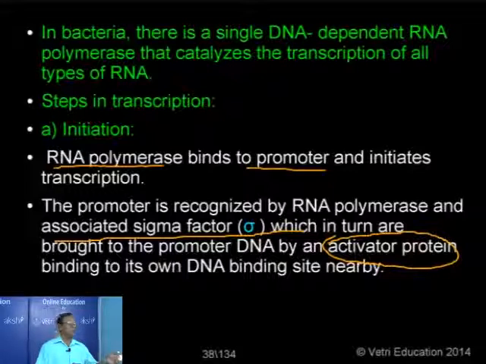So the RNA polymerase and the sigma factor normally recognize the promoter. Recognizing the promoter means finding the place where the promoter is located, and that is because of the activator protein. First the activator protein binds to the DNA molecule at its own site. So, binding to its own DNA binding site and giving a guide for the RNA polymerase and the sigma factor to reach the promoter. This is what we can call the initiation process.